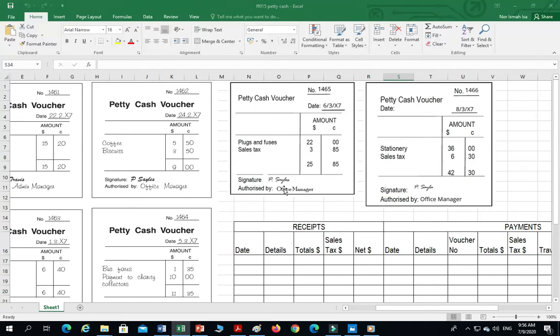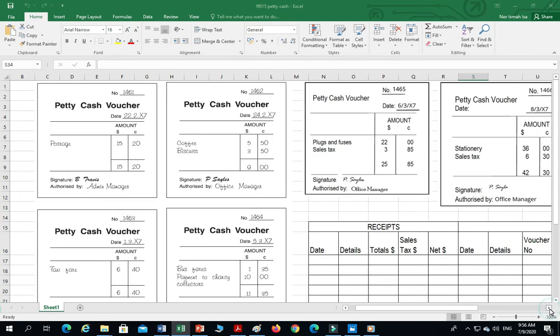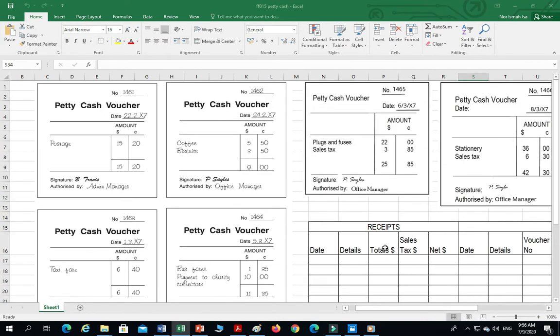So this is part 2 of petty cash. What we are going to do is the technical part of petty cash. In this video, I'll give an example of preparing petty cash. In this question, we have 6 vouchers with the petty cash and how to record all these vouchers. Okay, let's go back to the question.